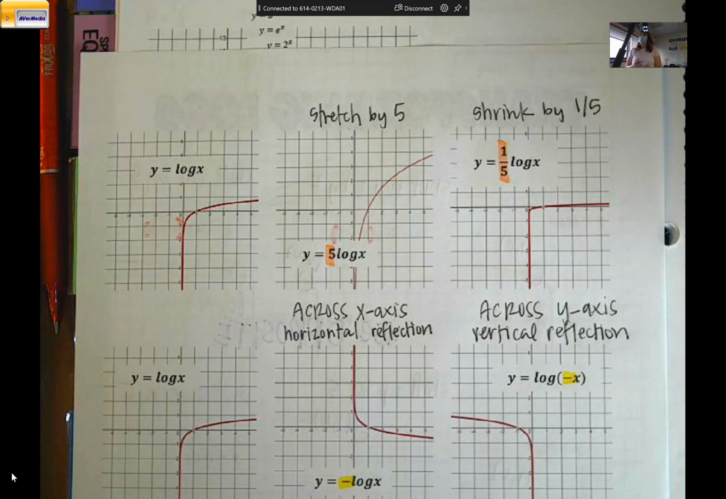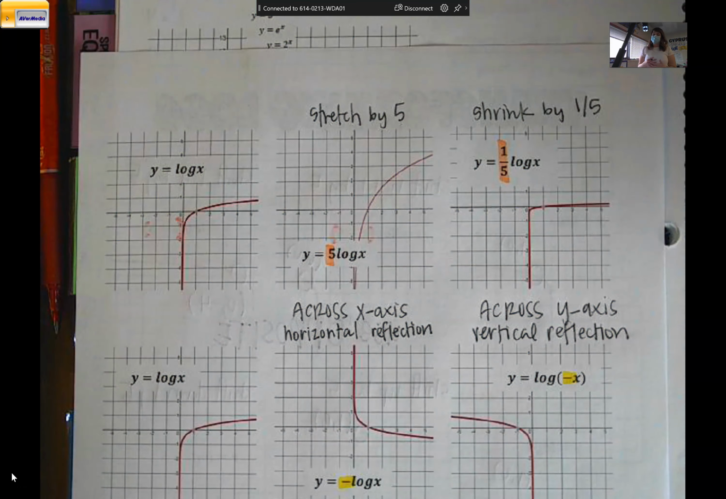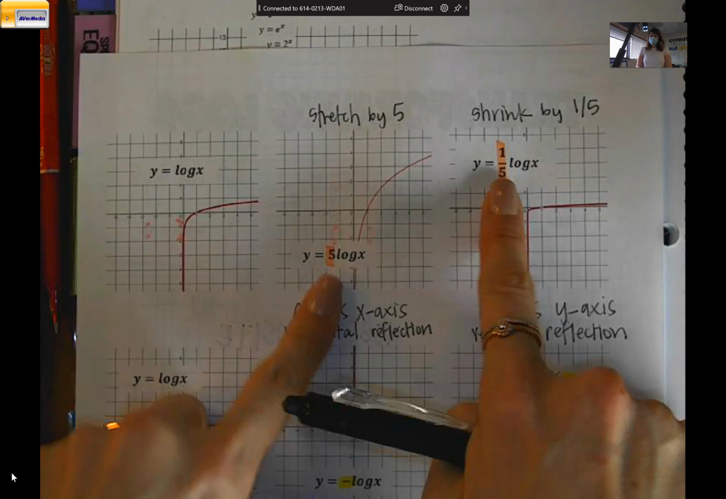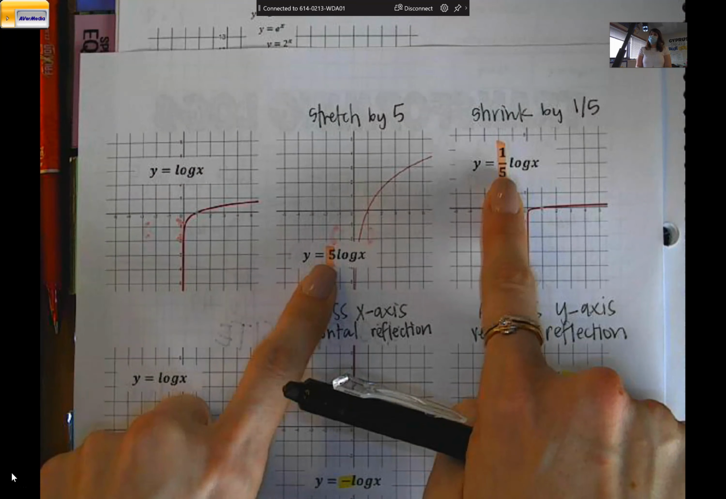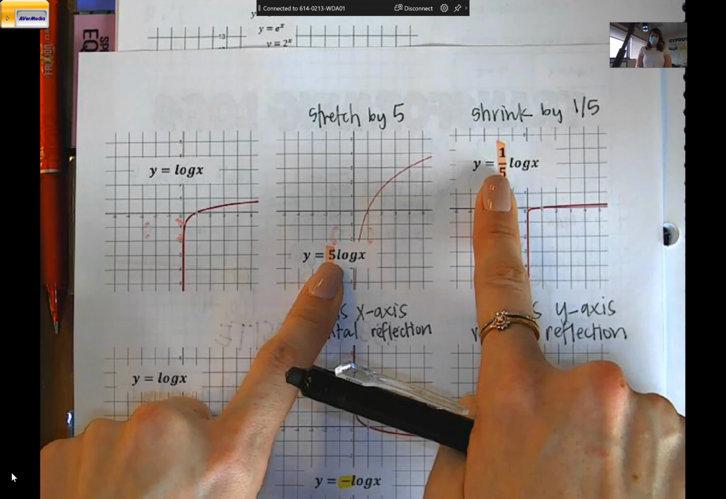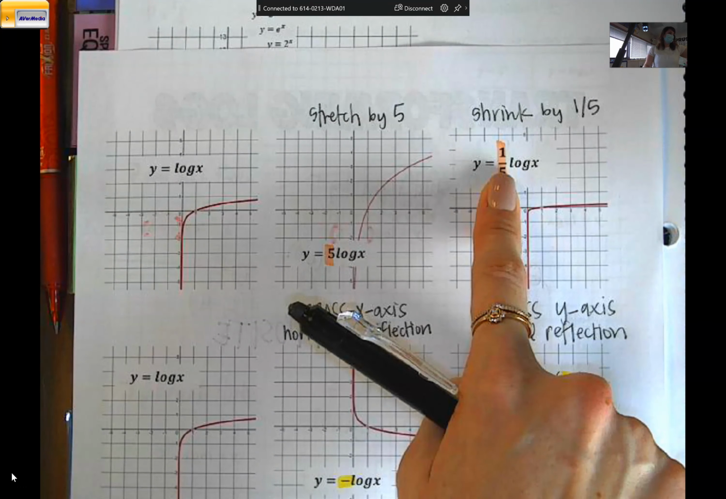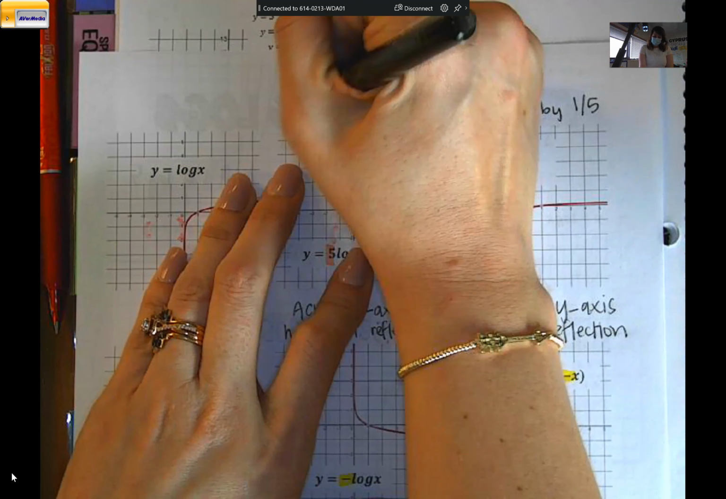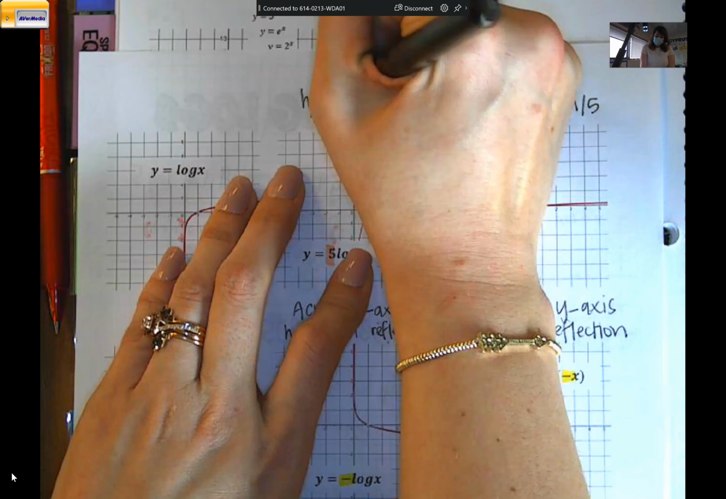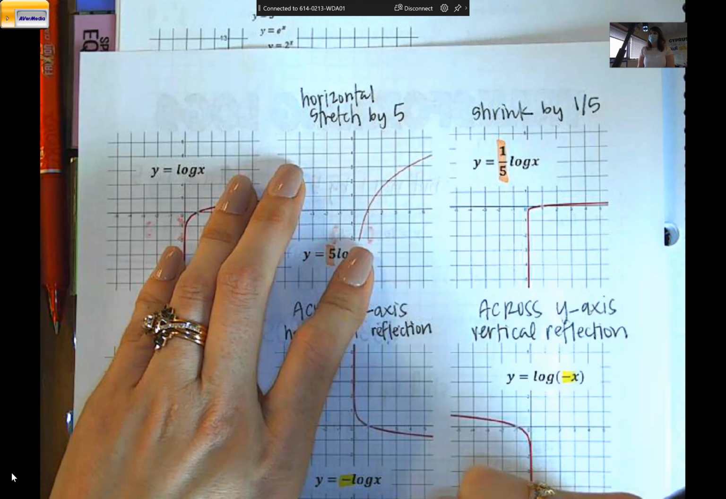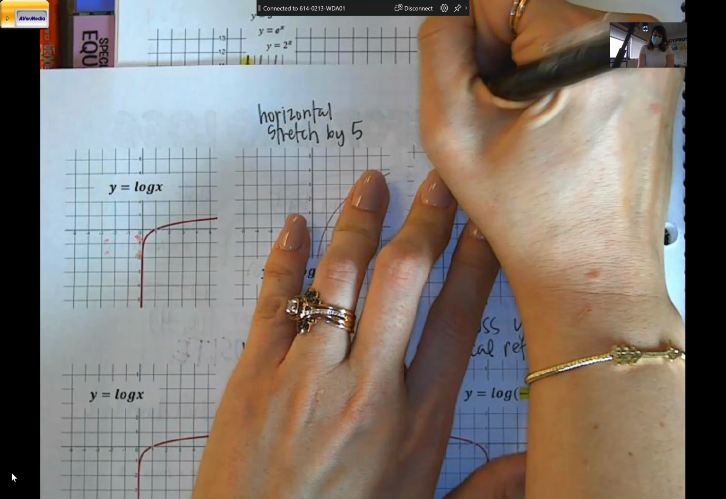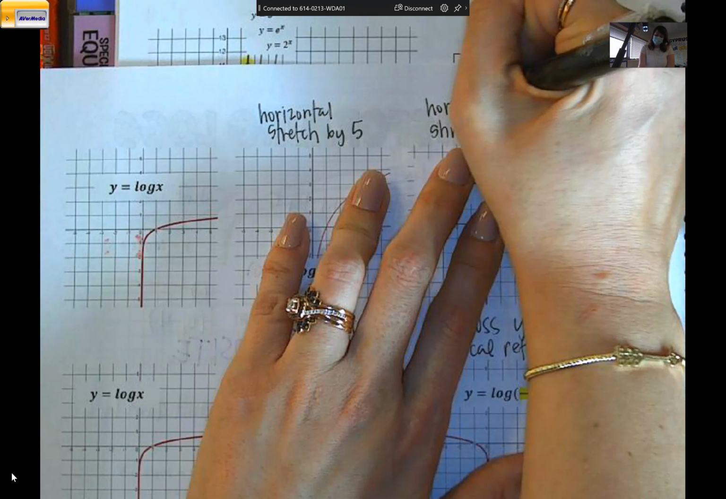But we have a new element to add in. When it's in front of your function, these are horizontal stretches and shrinks. So the first one is a horizontal stretch. The second one is a horizontal shrink.